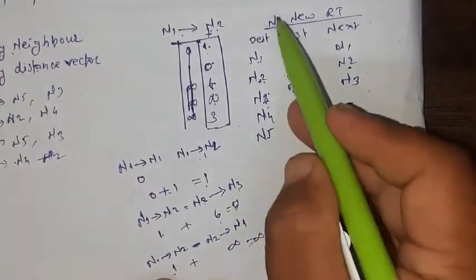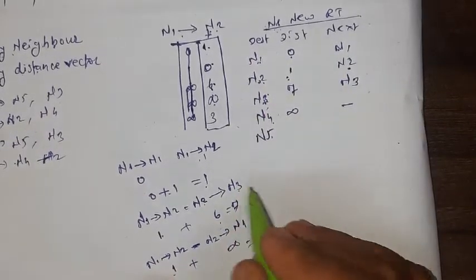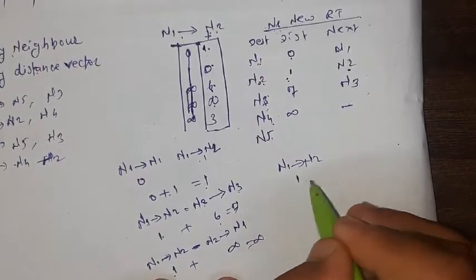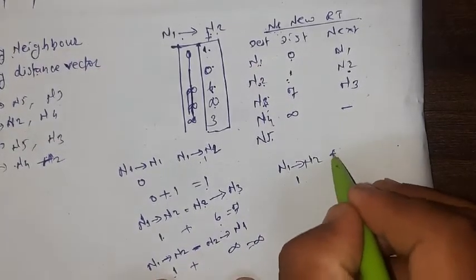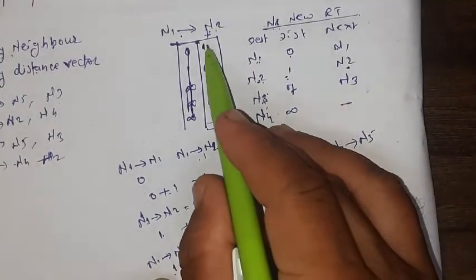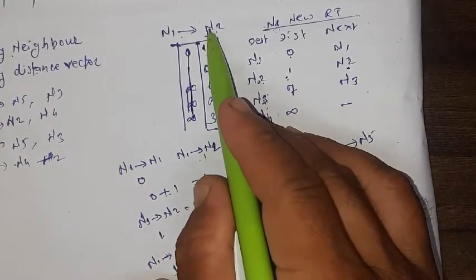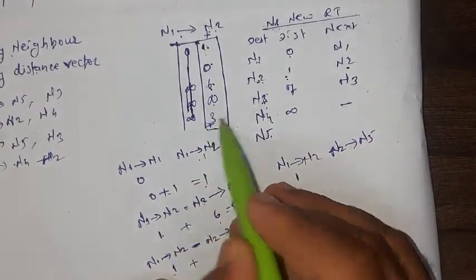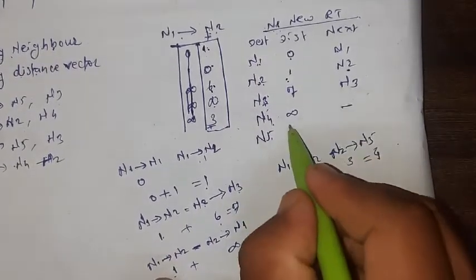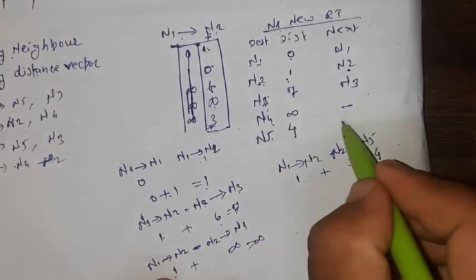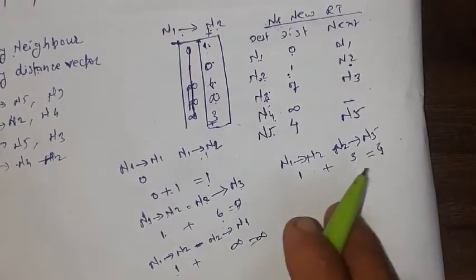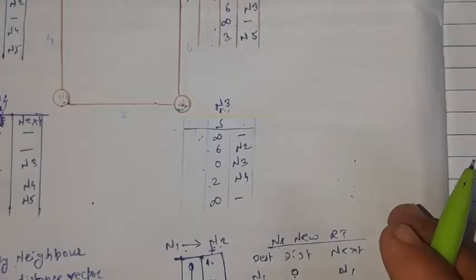The next is n1 to n5. For that, n1 to n2 is our first step, this is 1. The next, n2 helps us to reach n5. So n2 to n5, we have the distance vector, n2 to n5 is 3. So write it down here, 1 plus 3 equals 4. So this is 4, and we reach n5. Okay, this is very simple. We'll take another example.